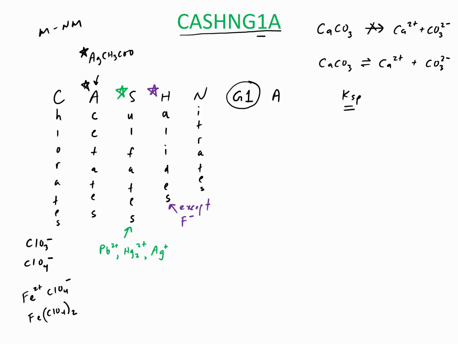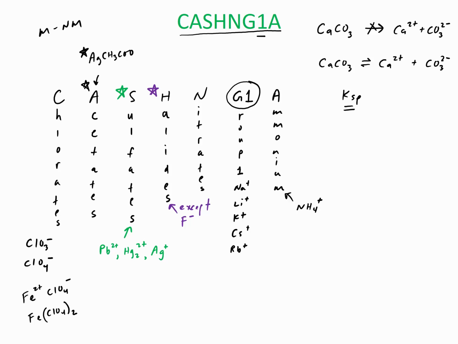G1 stands for group 1 in the periodic table. That means sodium, lithium, potassium, cesium, which is a 1 plus, and rubidium. And the A stands for ammonium, so salts with the ammonium ion, which is NH4 plus.